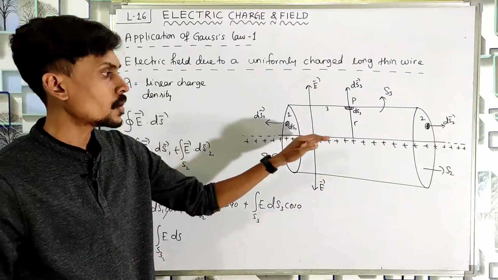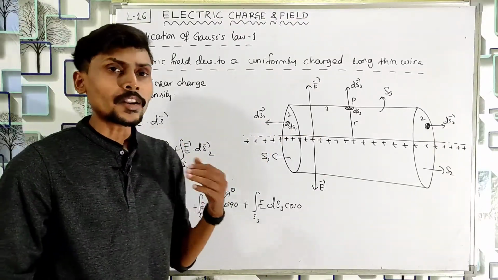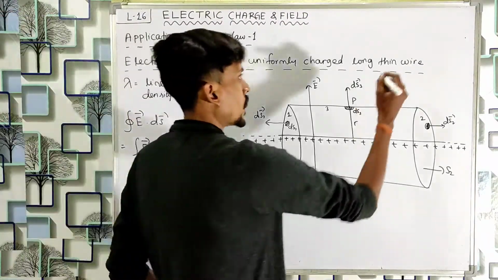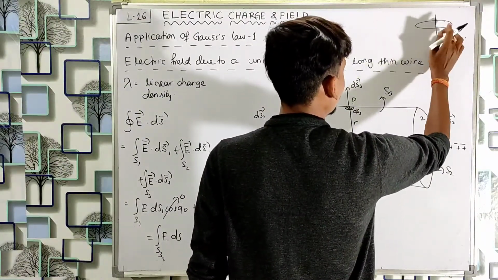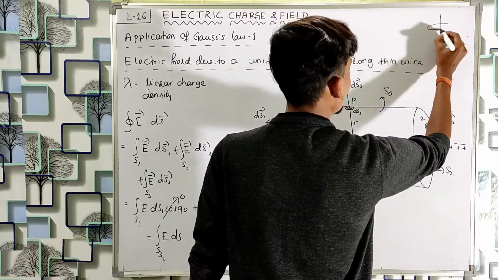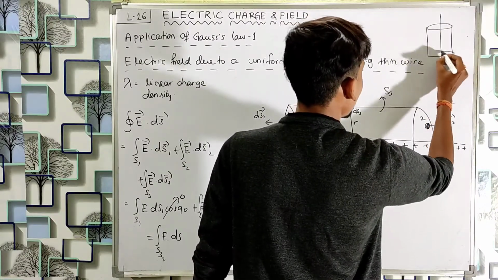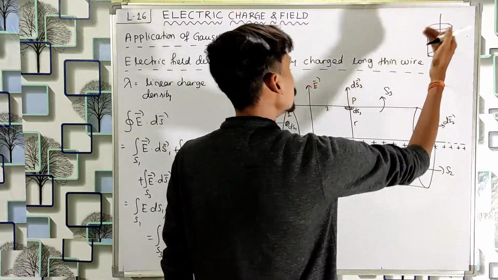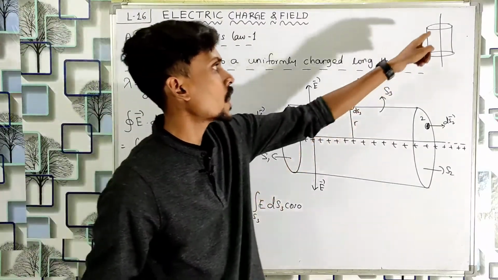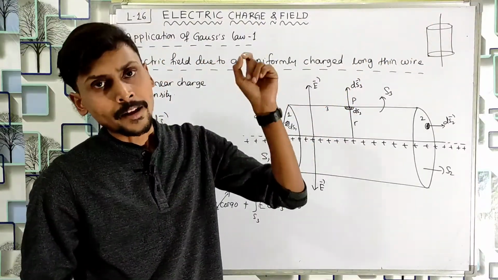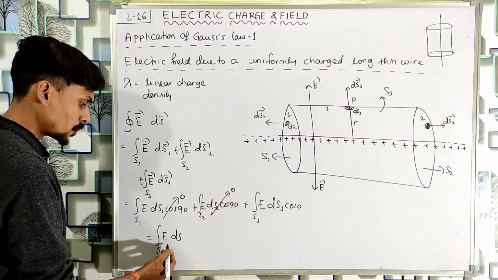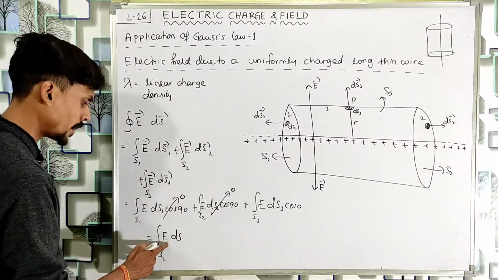If you look at the cylinder, all the points on the curved surface are equidistant from the charged wire. It means the electric field has the same magnitude at every point on the cylinder. We have a wire like this, and this is the cylinder. The cylinder encloses the wire symmetrically, and all the points on the curved surface of the cylinder are equidistant from the charged wire. So the electric field at every point on the curved surface has the same magnitude. So E is constant at every point on the curved surface, so I can take E outside.